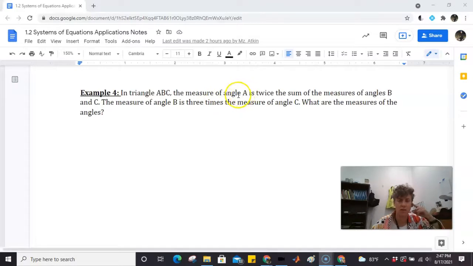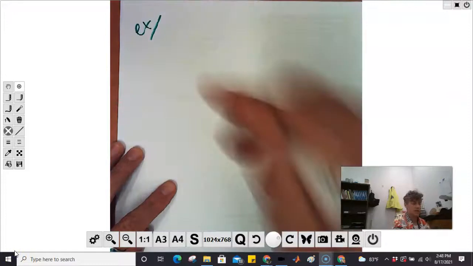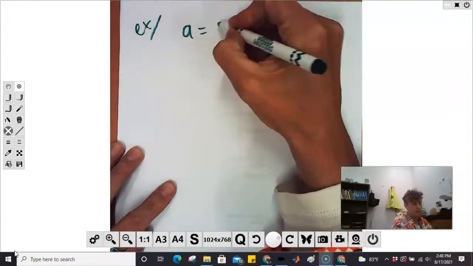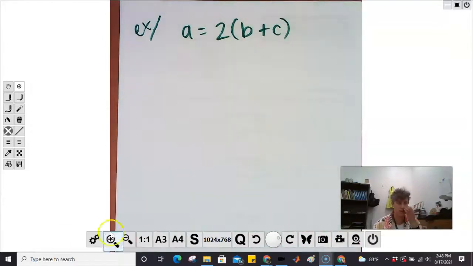So it looks like we're going to have A, B, and C as our variables, the measures of A, B, and C. So A is equal to twice the sum, 2 times what we get when we add B and C. So let's write that down. All right. A is equal to twice the sum of B plus C.